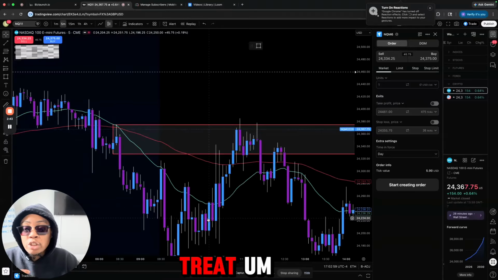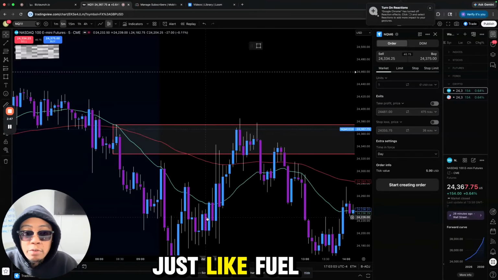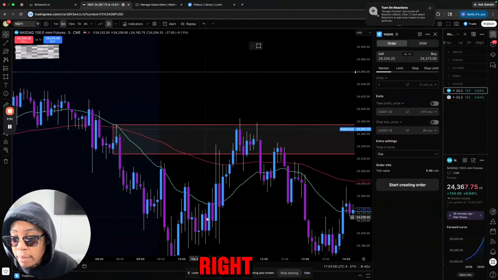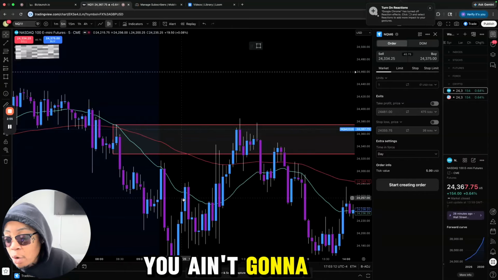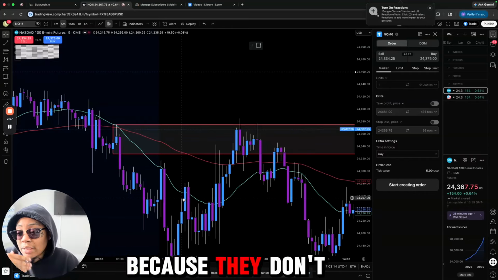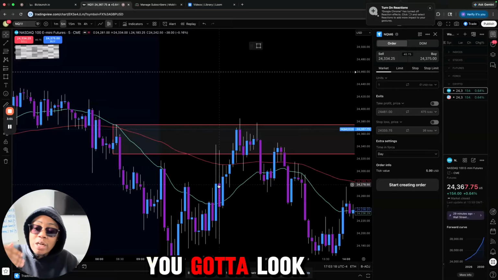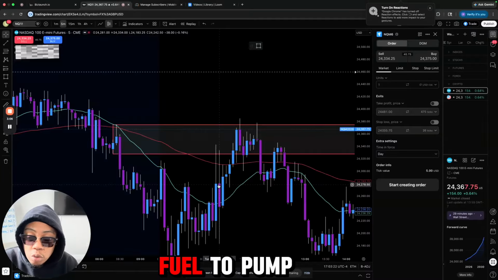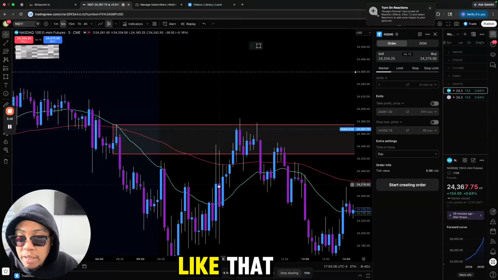But you gotta treat liquidity grabs just like fuel for the market. Like you need gas in your car to go, right? Your car cannot move without gas. Or if you got a little bit of gas, you ain't gonna make it to where you gotta go because it doesn't have enough fuel. So you gotta look at the market like, okay, the market needs liquidity. The market needs fuel to pump out the true move. All right. So just think of it like that.